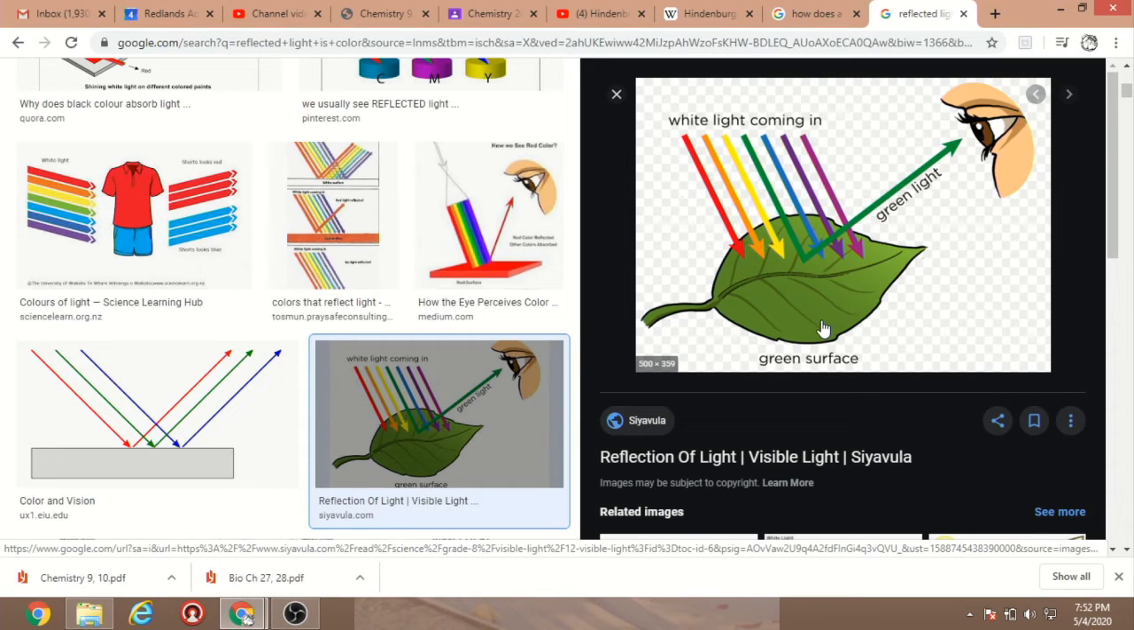In this case, the leaf is absorbing pretty much all this light, but it's reflecting green light. And so that's why you're going to see green light when you see a leaf. The leaf is not absorbing this wavelength of light. It's reflecting that wavelength of light.